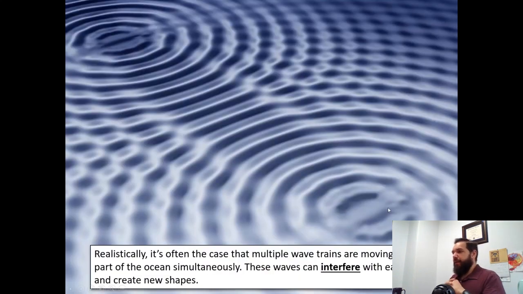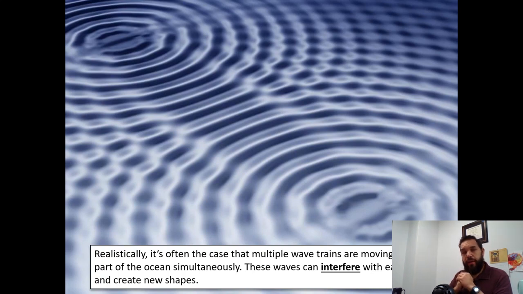Okay, so I want to talk a little bit now about interference among waves. So it's often the case that multiple wave trains are interfering with each other and overlapping with each other because they're different fetches in different parts of the ocean. They create swells, and the swells kind of collide. Okay, so you get interference between the different waves.